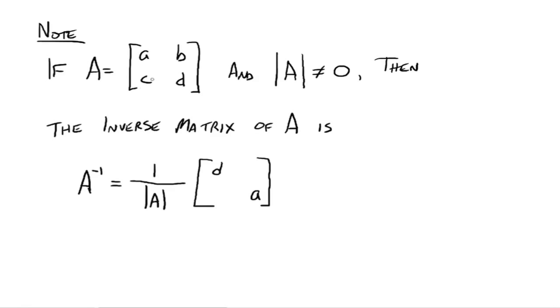The numbers on the other diagonal, they change sign. Now I didn't derive where this is coming from, so if you want to see that derivation, you're going to need to talk to your instructor. So this is how we calculate the inverse of a 2 by 2 matrix. Make note, this is only for a 2 by 2 matrix. 1 over the determinant times, and then the numbers on the main diagonal switch places, and on the other diagonal, you switch signs. Alright, let's do an example.